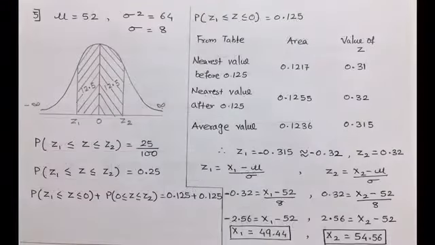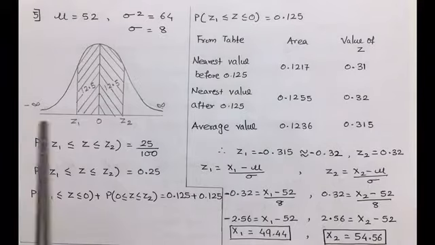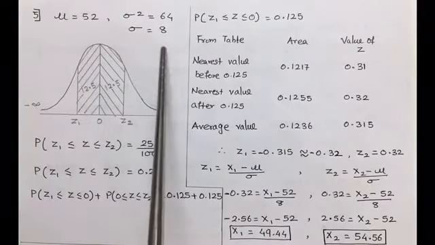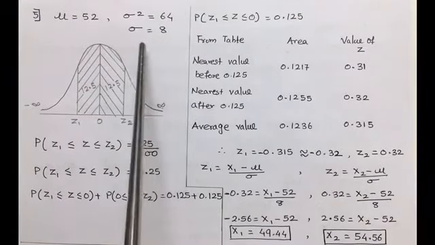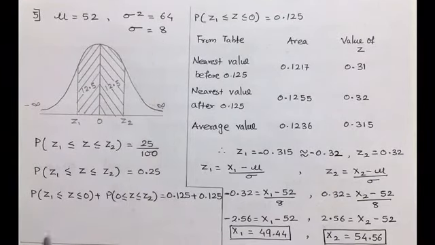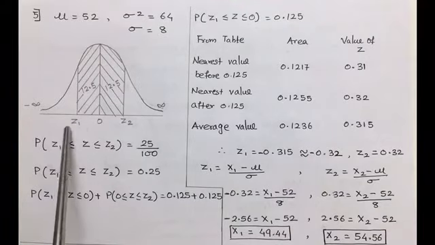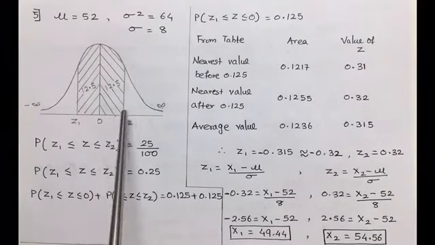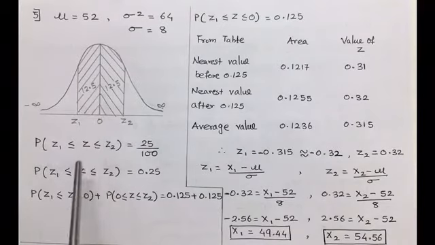Question number 5 is, a normal distribution has mean 52, variance is 64, so standard deviation becomes 8. Obtain estimated limits which include exactly the middle 25% of the observations. We have to find the limit of exactly the middle 25% observation.